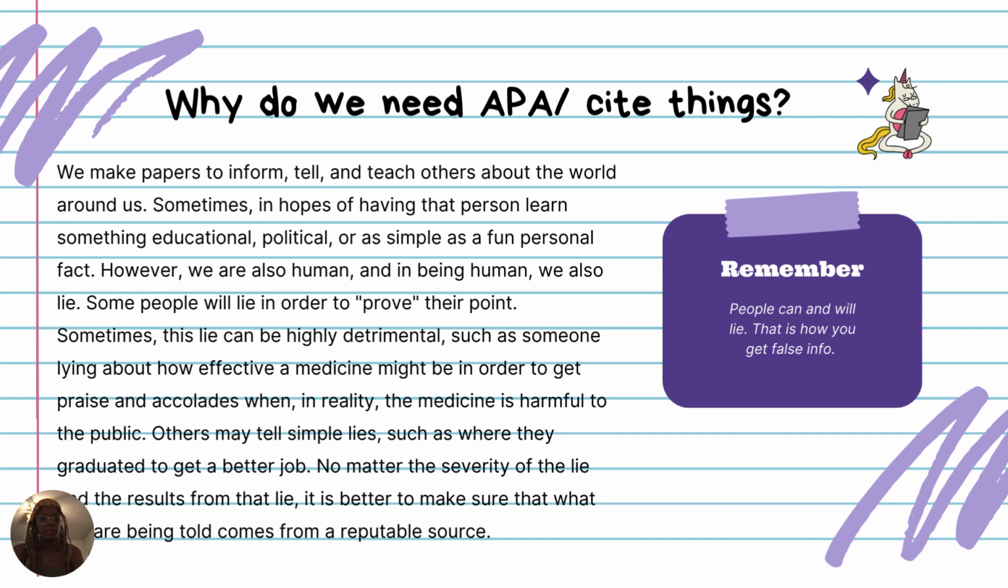Sometimes this lie can be highly detrimental, such as someone lying about how effective medicine might be in order to get praise and accolades, when, in reality, the medicine is harmful to the public. Others may simply tell lies, such as where they graduated, to get a better job. No matter the severity of the lie, or the results from that lie, it is better to make sure that what you're being told comes from a reputable source. Remember, people can and will lie to you. This is how you get false info.